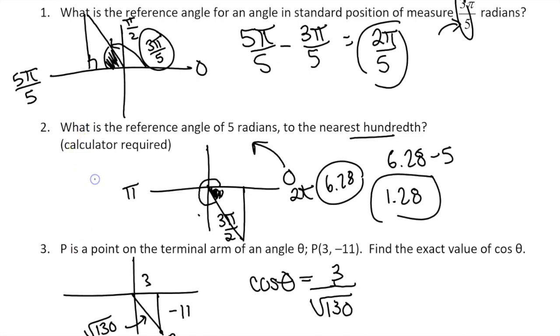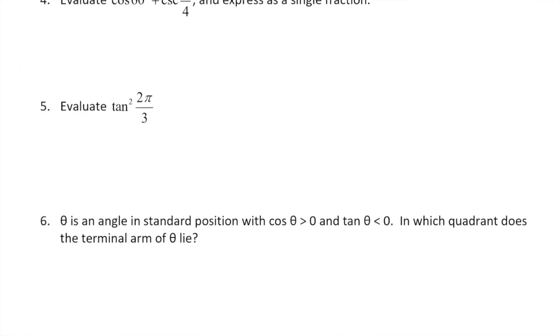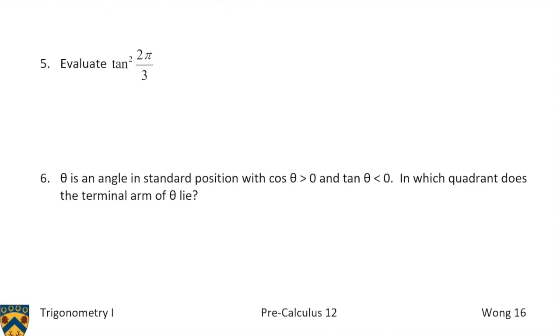Okay, let's move on to some more questions. Example 4: cosine of 60 plus cosecant of pi over 4. Let's find out each of these individually. We can draw a 60-degree angle here for cosine, with sides 1, root 3, and 2. Cosine is going to give us 1 over 2. So we get 1 over 2 plus cosecant of pi over 4.